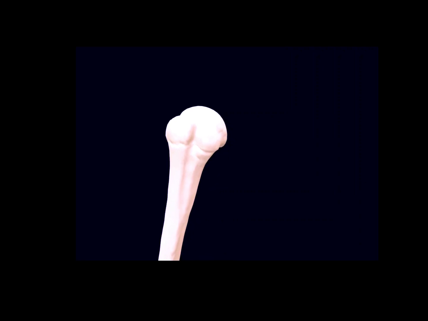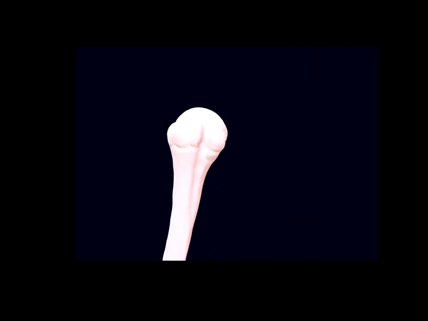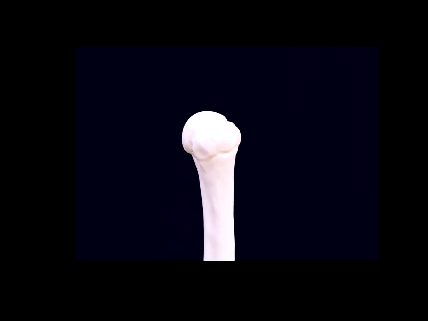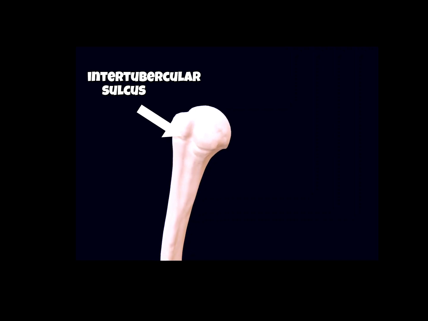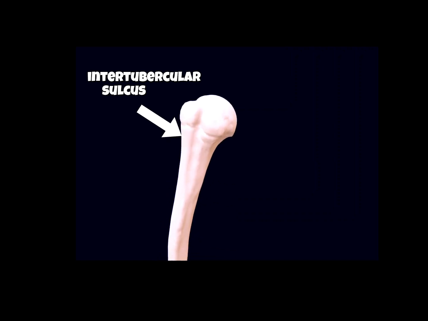The greater tubercle, which lies laterally, has three facets for the supraspinatus, infraspinatus, and teres minor muscles respectively, and the lesser tubercle, which lies anteriorly, bears a facet for subscapularis. Between them lies the intertubercular sulcus or the bicipital groove, which lodges the tendon of the long head of biceps brachii. The lips of this groove serve as insertion sites for the pectoralis major, at the lateral lip, the latissimus dorsi at the floor, and teres major at the medial lip.